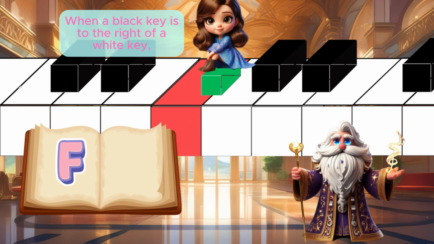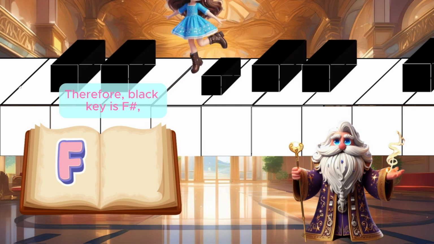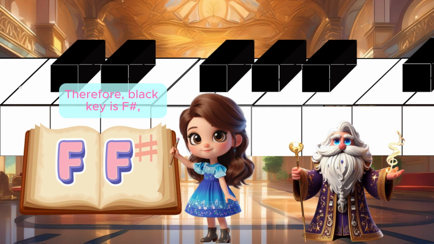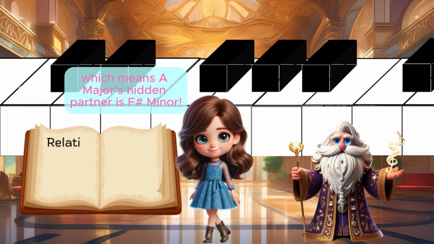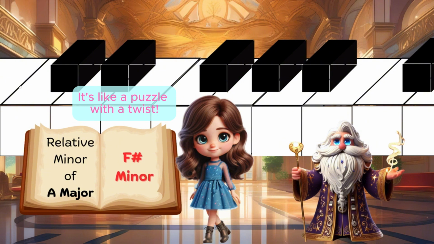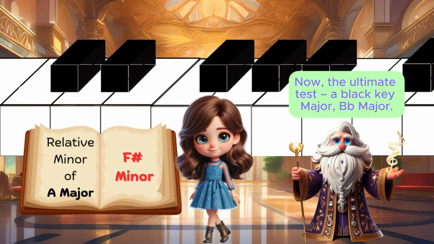When a black key is to the right of a white key, it's called a sharp. Therefore, the black key is F sharp, which means A major's hidden partner is F sharp minor. It's like a puzzle with a twist. Excellent. Now the ultimate test.